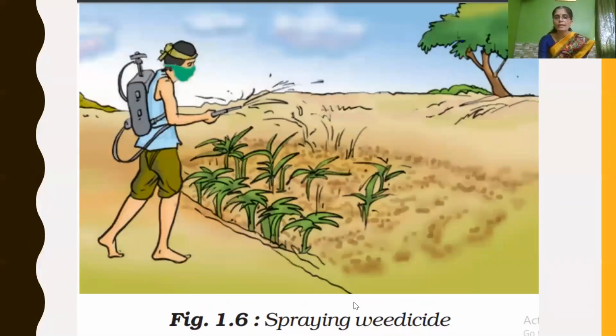And here, what can you see? Spray. This figure indicates spraying of weedicide. What is the name of the weedicide? You should know, 2,4-D is a weedicide. Weedicide should be sprayed in order to kill the weeds. It will not affect the crops.